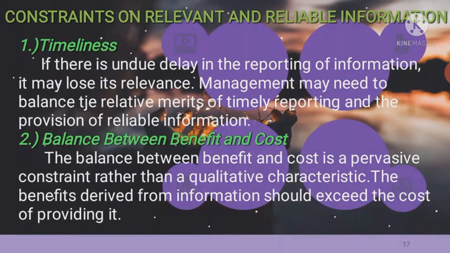Constraints on relevant and reliable information. Number 1, timeliness. If there is undue delay in the reporting of information, it may lose its relevance. Management may need to balance the relative merits of timely reporting and the provision of reliable information. Timeliness is important to protect the users of accounting information from basing their decisions on outdated information.